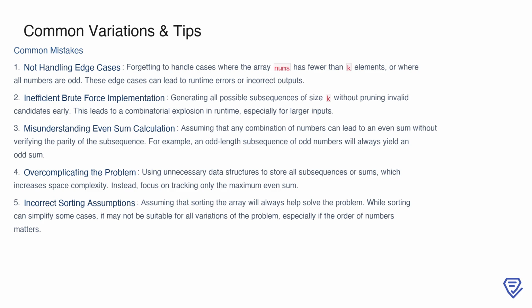Misunderstanding the calculation of an even sum is also a frequent issue. Remember, not every combination of numbers will result in an even sum. For instance, any odd-length subsequence consisting entirely of odd numbers will always produce an odd sum. Overcomplicating the solution is another potential pitfall. Using excessive data structures to store all subsequences or sums increases space complexity unnecessarily. Instead, focus on keeping track of just the maximum even sum. Finally, be cautious about relying too heavily on sorting. While sorting can be useful in certain cases, it's not a universal solution, especially if the order of numbers within the subsequence affects the result.